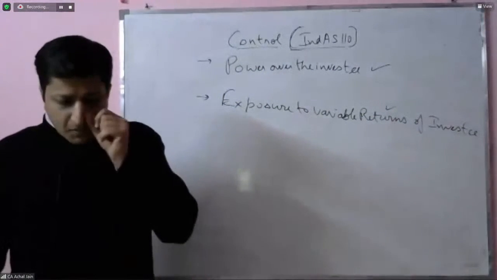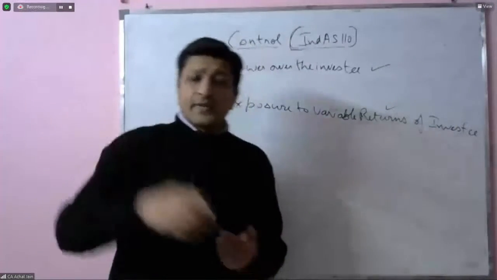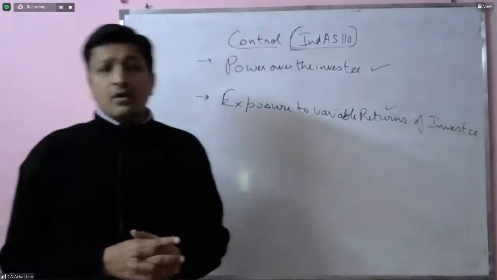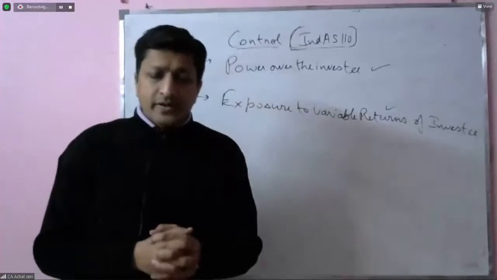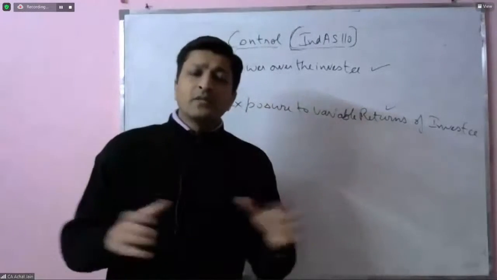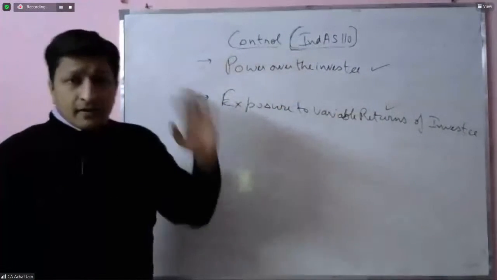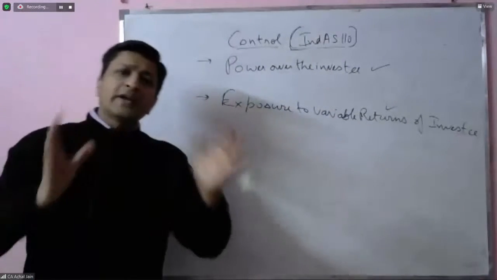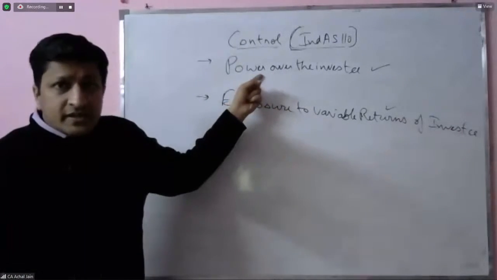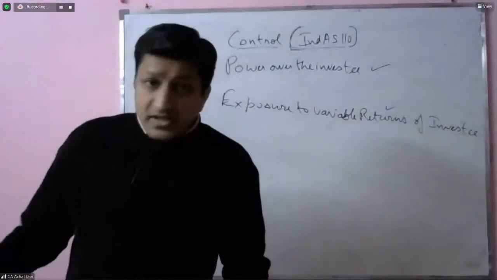So the first criteria says that A Limited should get power over C Limited. Power means all the activities and all the decision making of C Limited should be driven through A Limited. I'm just telling you broadly. There are a lot of principles which we need to understand in more detail, which we'll cover later on. But for the time being, we're just broadly understanding this. So one, A should get power over C. Two, A should get exposed to variable returns of C.